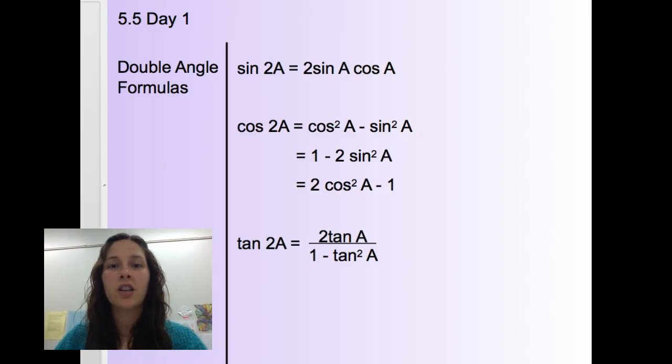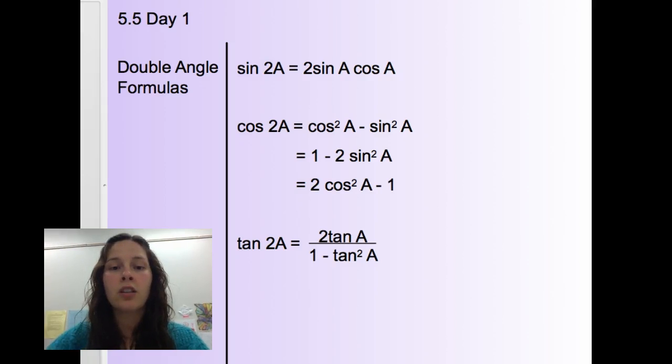Today's lesson, we're going to take a look at what are called double angle formulas. So if you notice the list of formulas, we're taking the sine, cosine, or tangent of 2 times the angle. And for sine and tangent, we have one formula, but for cosine, we have 3 to choose from.